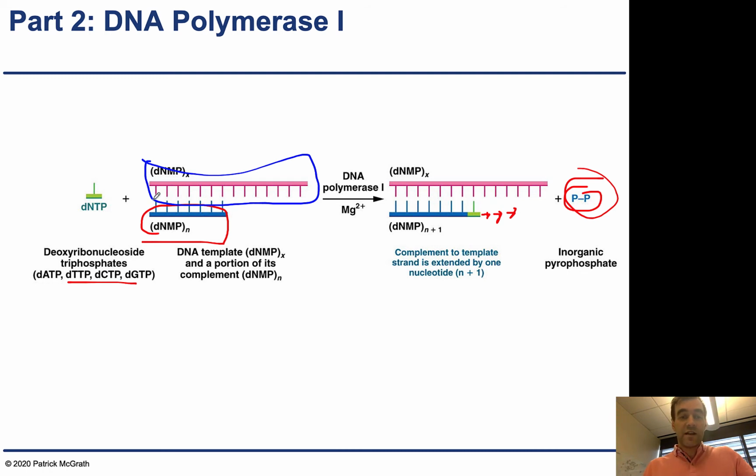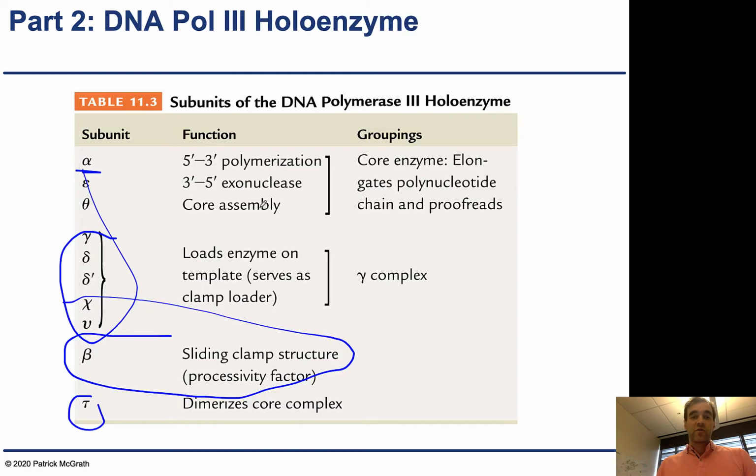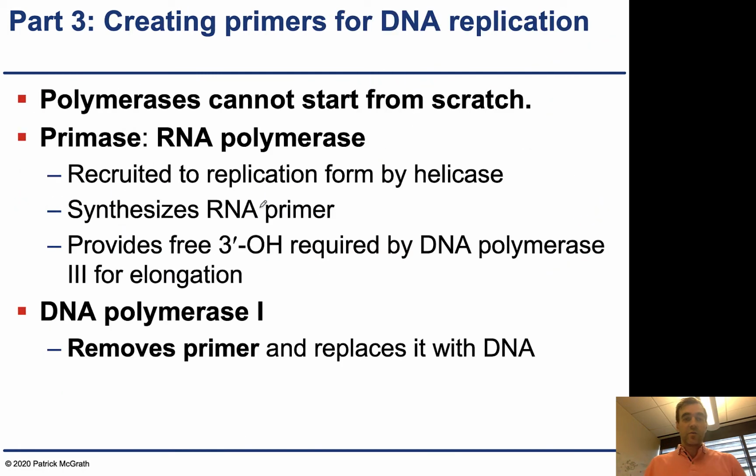But the other thing it needs is a primer. It's unable to just bind to this piece of DNA and start creating a new strand. It can only create a strand if it already has something to start from, and that's called a primer. So it's able to extend from here. One of the things we need in order to start DNA replication is primers, and primase is the factor that is able to do that.